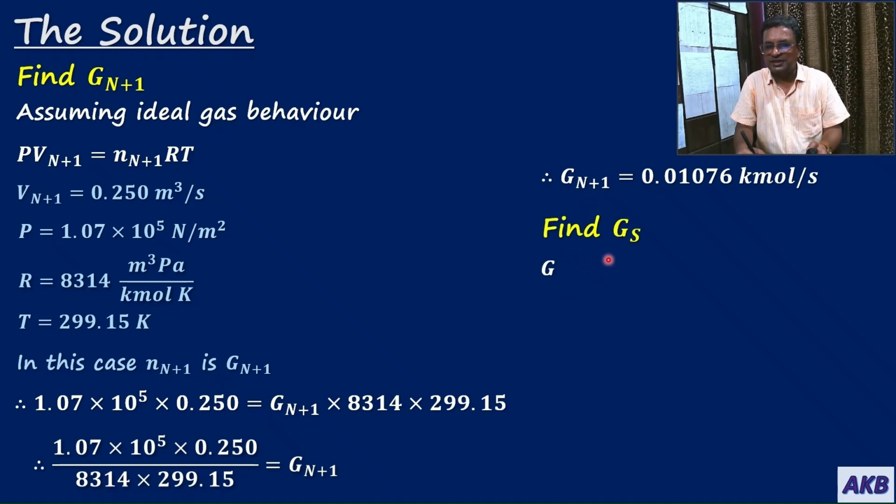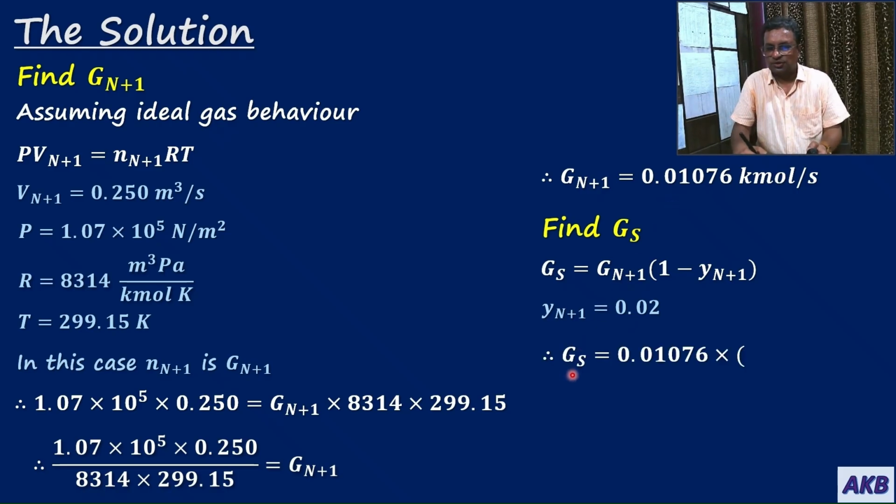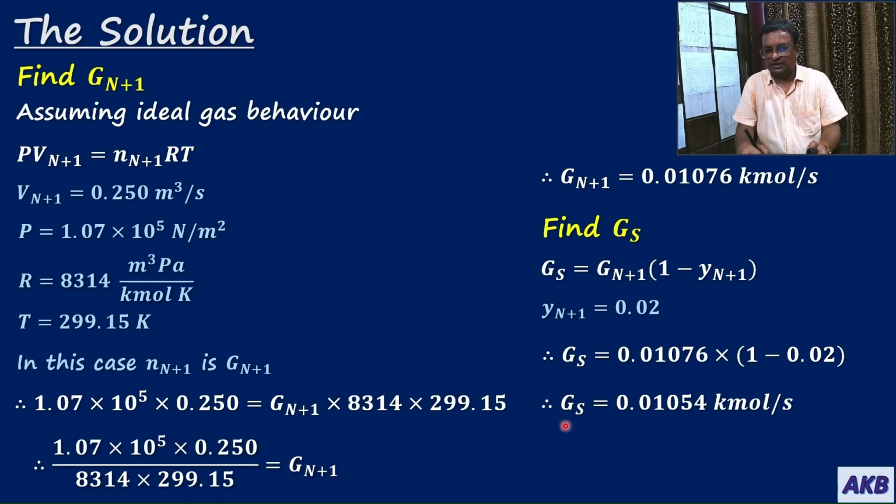Now let us get Gs, and for that we will use this relation. Gs is Gn plus 1 into 1 minus small yn plus 1. Small yn plus 1 is 0.02 and Gn plus 1 we have just got. So therefore Gs will be equal to 0.01076 into 1 minus 0.02. That is Gs is equal to 0.01054 kilomole per second. So in this way we get Gs.